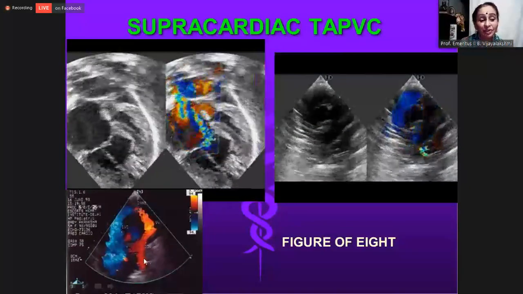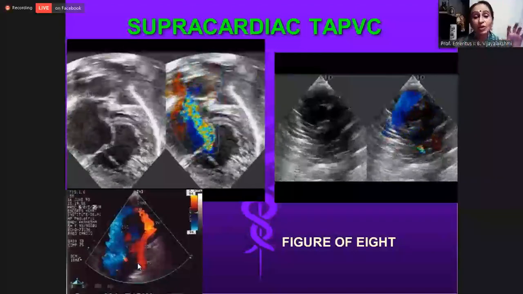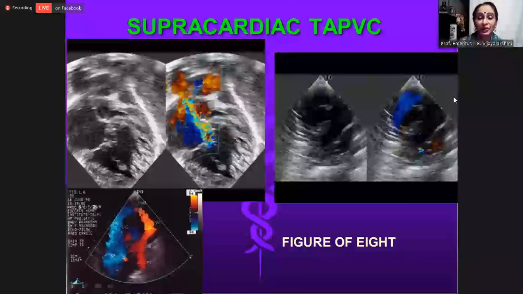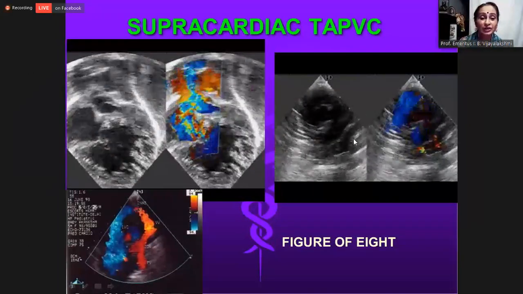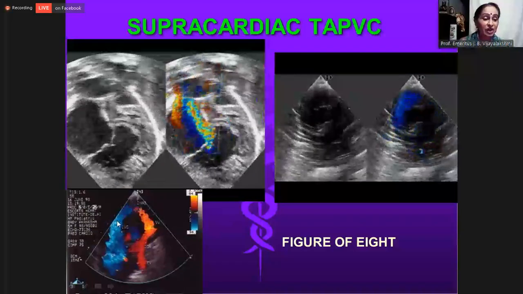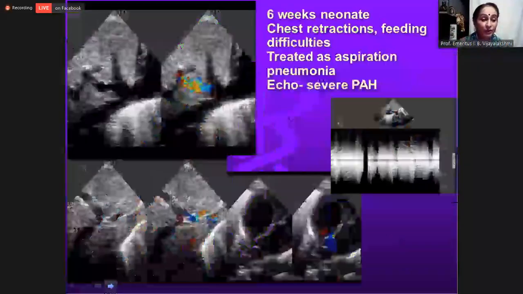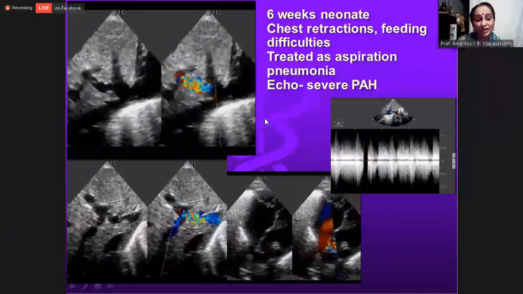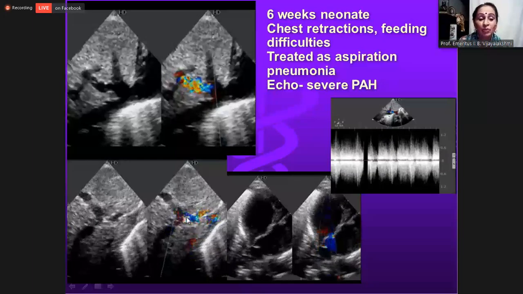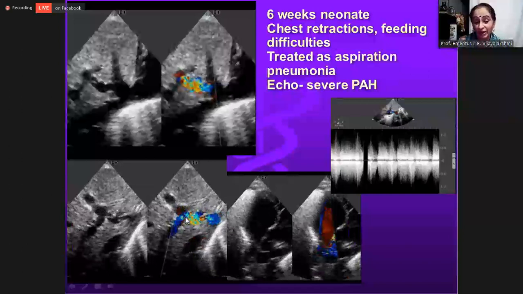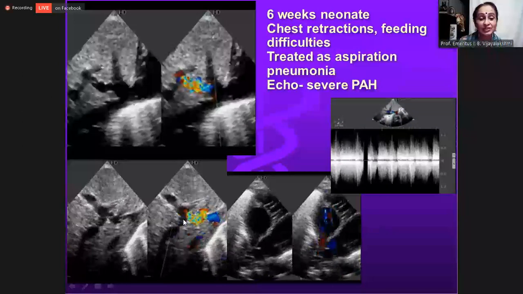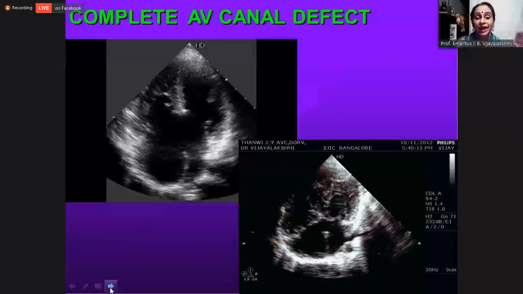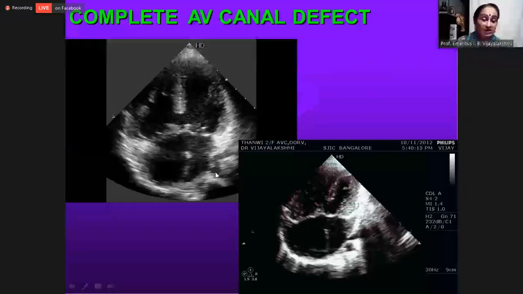You can see that in fact the figure of 8 is explained in a case of X-ray, but in an echo itself you can see the figure of 8. So beautifully you can see the vertical vein, horizontal vein and the superior vena cava, and this is how the figure of 8 can be made out even on the echo. So whenever there is a ground glass appearance in the X-ray and the child is very sick in the neonatal period, you must look for the infradiaphragmatic TAPVC, and here you can see that there is a turbulence and the continuous flow in the hepatic portion of the IVC, indicating that there is an infradiaphragmatic TAPVC which is obstructed.